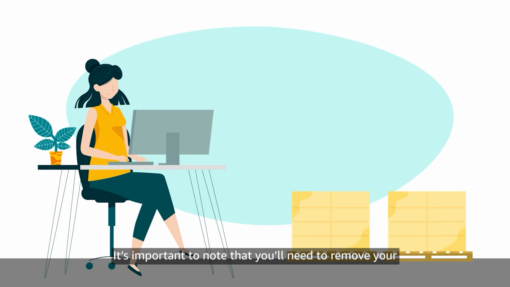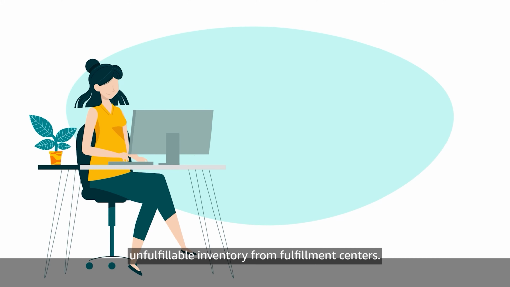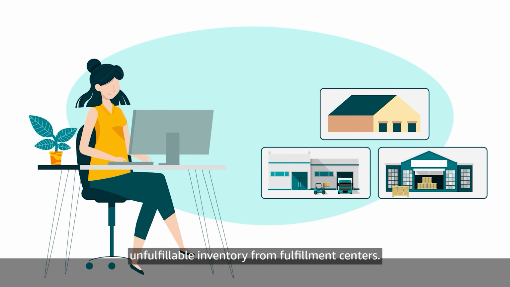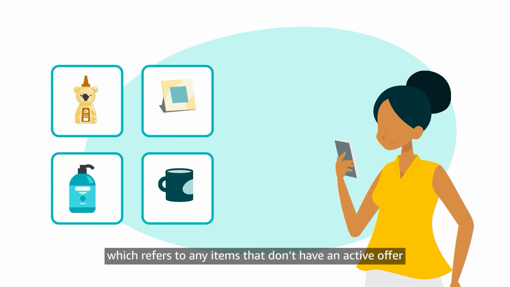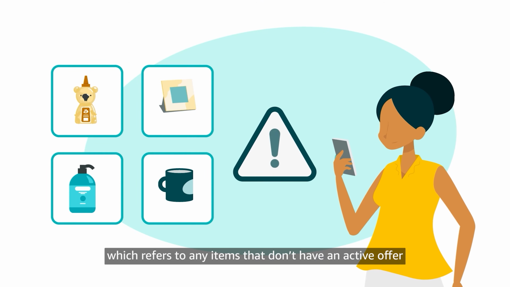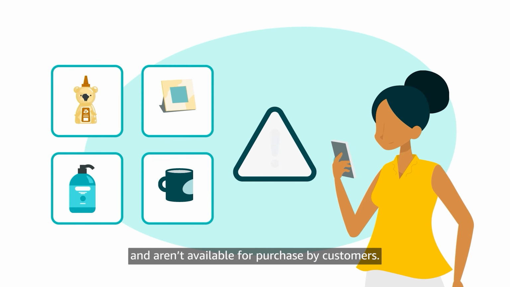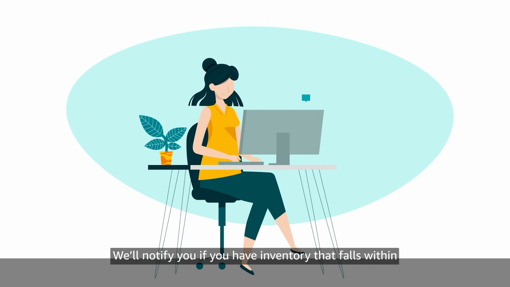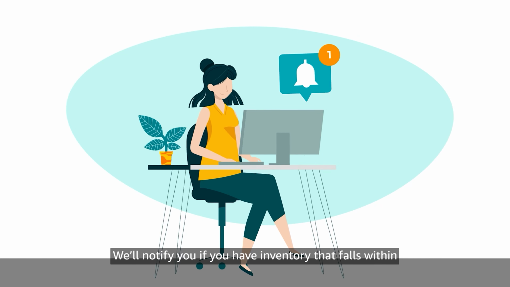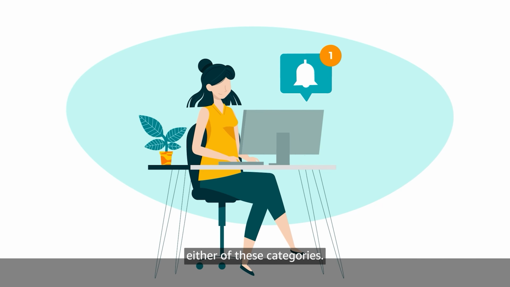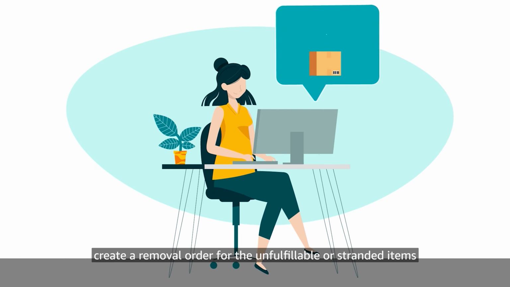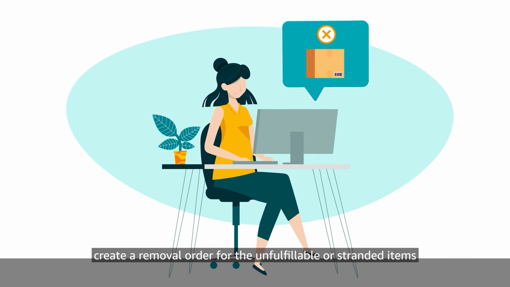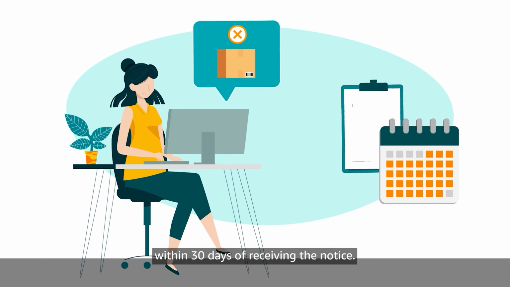It's important to note that you'll need to remove your unfulfillable inventory from fulfillment centers. The same is true for stranded inventory, which refers to any items that don't have an active offer and aren't available for purchase by customers. We'll notify you if you have inventory that falls within either of these categories. To avoid disposal of your inventory, create a removal order for the unfulfillable or stranded items within 30 days of receiving the notice.